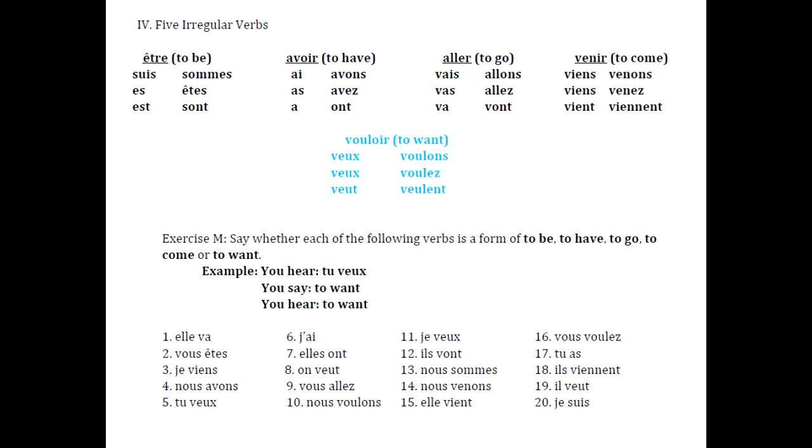Number 3, je viens, to come. 4, nous avons, to have. 5, tu veux, to want. 6, j'ai, to have. 7, elles ont, to have. 8, on veut, to want. 9, vous allez, to go. 10, nous voulons, to want. 11, je veux, to want.